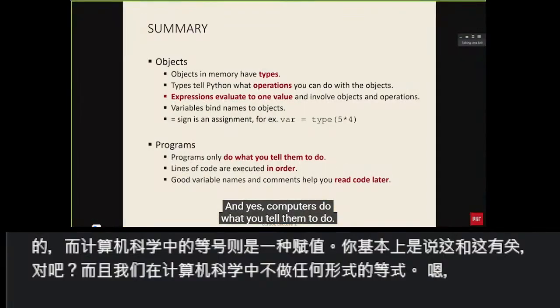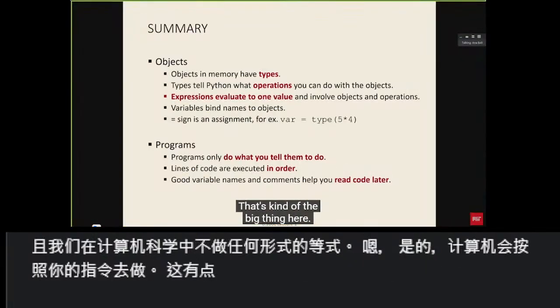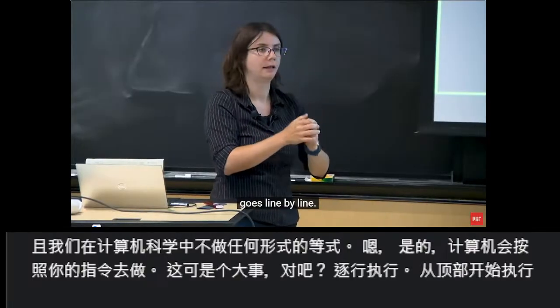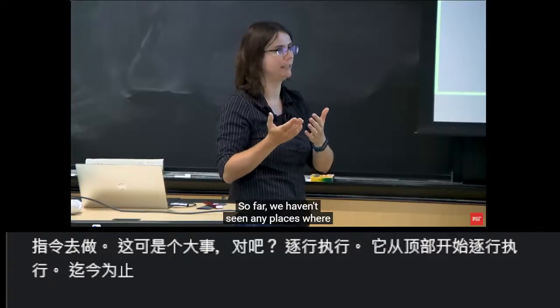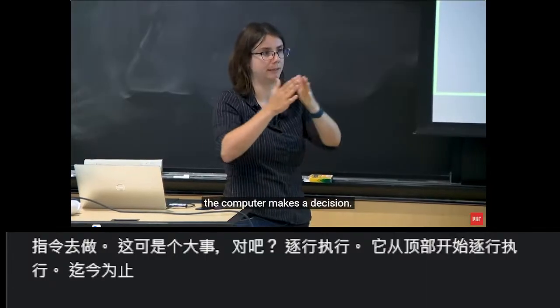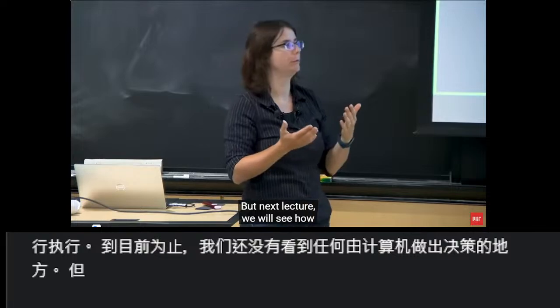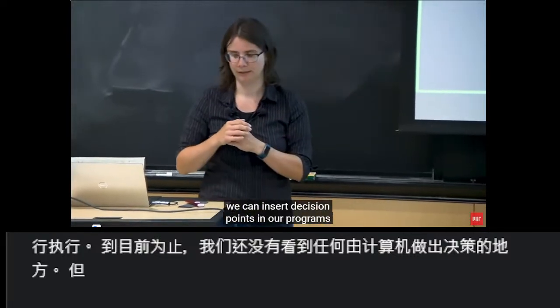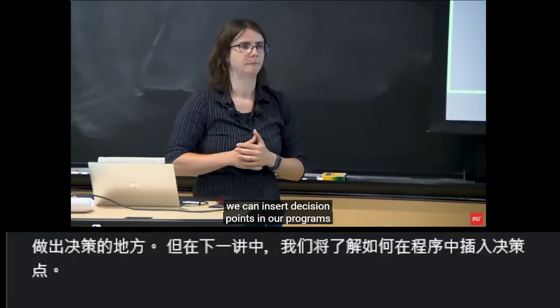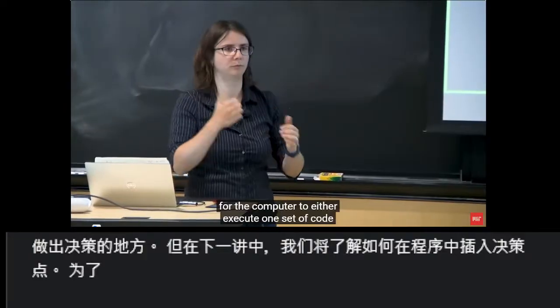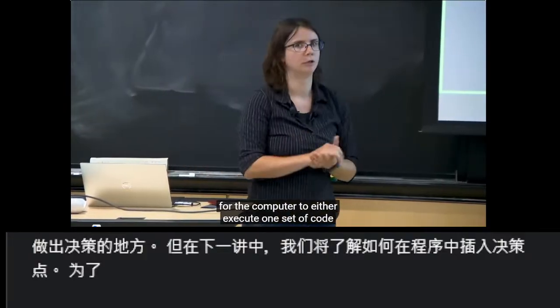And yes, computers do what you tell them to do. That's kind of the big thing here, right? Line by line, it executes starting from the top. So far, we haven't seen any places where the computer makes a decision. But next lecture, we will see how we can insert decision points in our programs for the computer to either execute one set of code or another set of code.